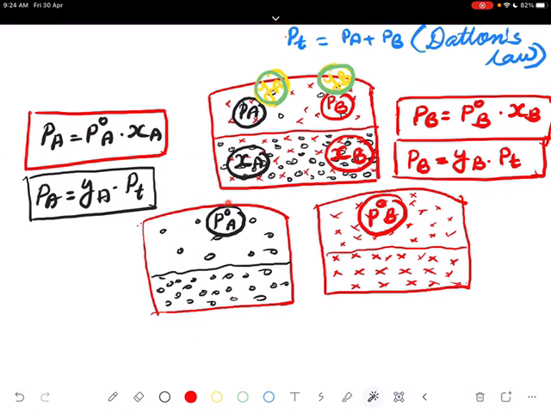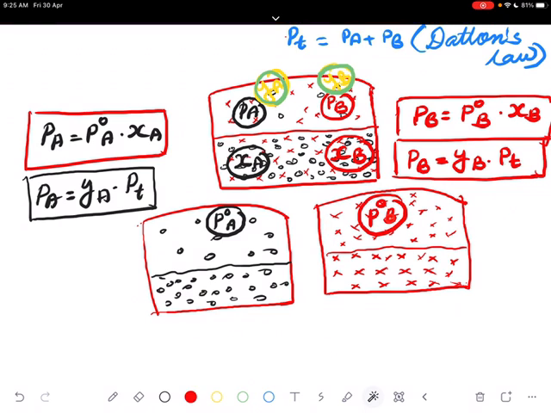Pa is equal to P naught A XA. Pb is equal to P naught B XB. Pa is equal to YA P total. Pb is equal to YB P total. Pt is equal to Pa plus Pb. You have to take care that this P naught A, when we write this P naught A, is when the pure component A is taken in the same vessel.